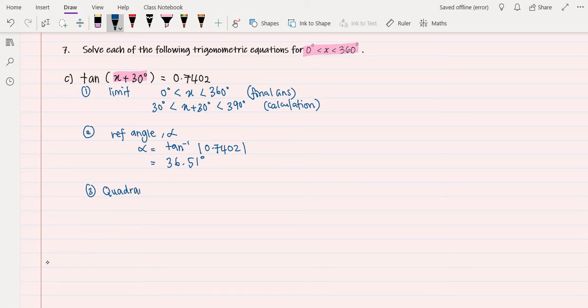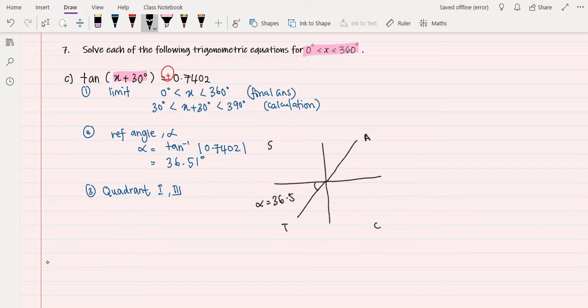Since the question tells us tangent of x plus 30 degrees gives us a positive value, that means it will be in the first and the third quadrant. Why? Because we have 4 quadrants and we know we have add sugar to coffee. So tangent is only positive in the first and the third quadrant. So we just need to label our alpha 36.51 degrees.